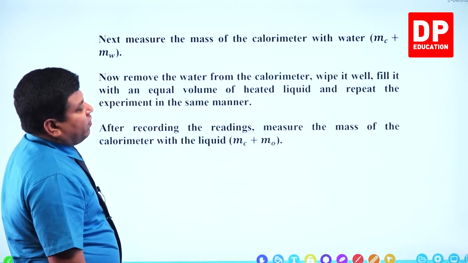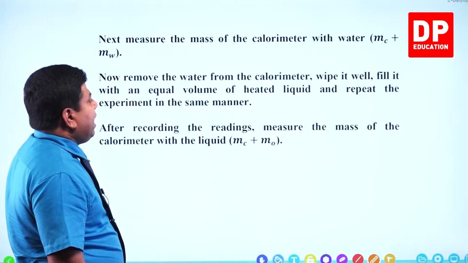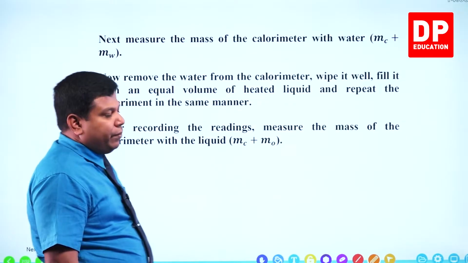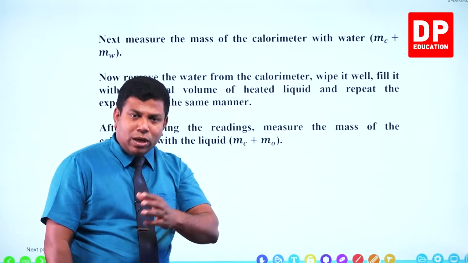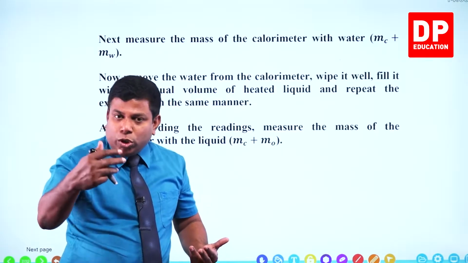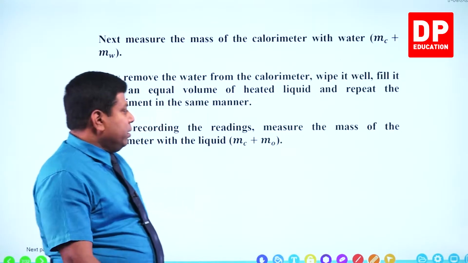Now remove the water from the calorimeter, wipe it well, fill it with an equal volume of heated liquid and repeat the experiment in the same manner. So what you did for water, now you have to repeat for the oil or whatever the liquid. That also, you get the temperature readings every 30 seconds and note it down.